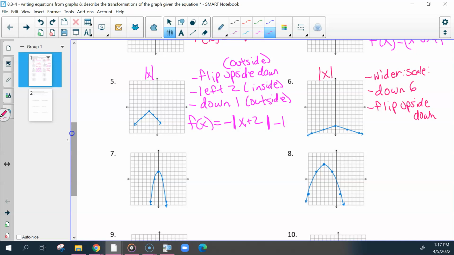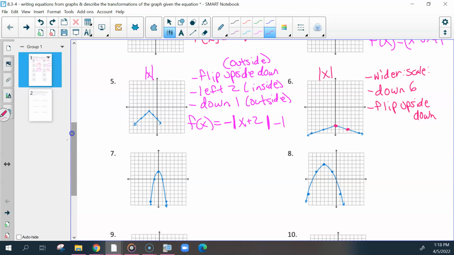With absolute value, it's really easy. I should say once you get the hang of it, it'll be easy to figure out your scale factor because absolute value is like slope. So if you look at the points on your line and you count the slope of that line, that will tell you your scale.